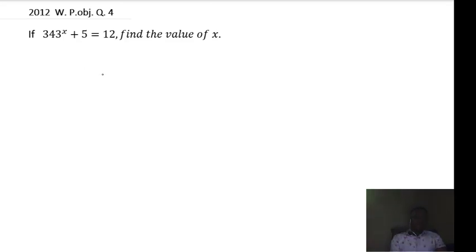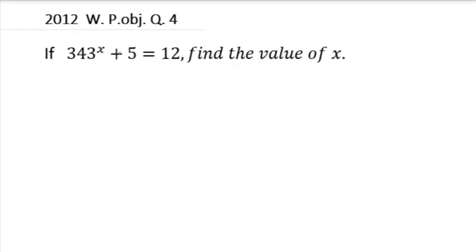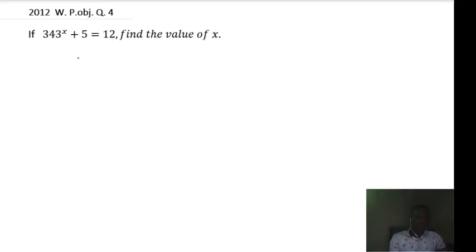Welcome precious students, we are still on the indices. Today we are going to do 2012 WASSCE private objective question number 4, and the question is: if 343 exponent x plus 5 equals 12, find the value of x.